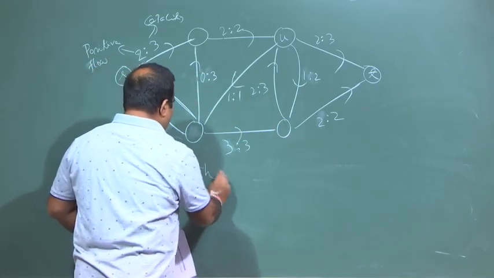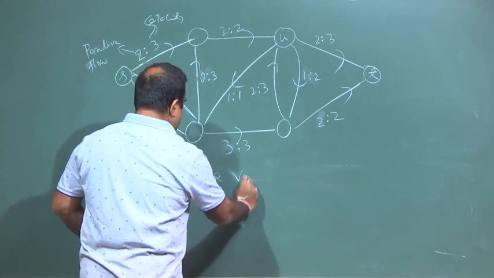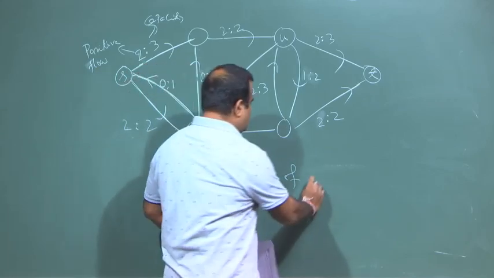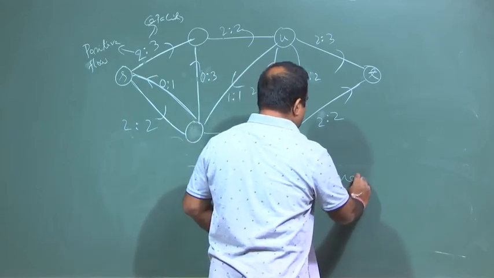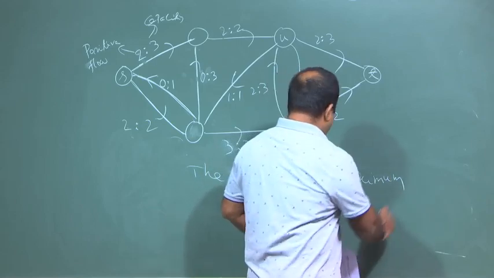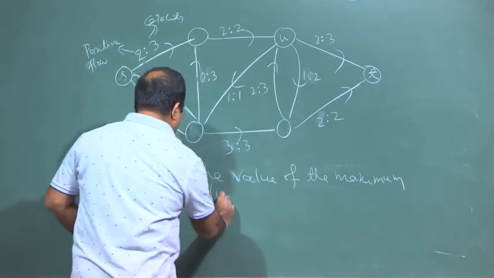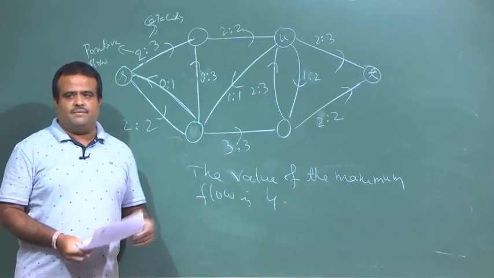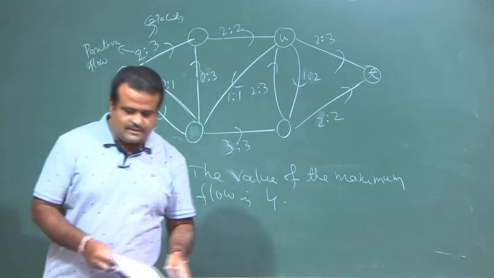So, the value of the maximum flow is 4. We cannot get 5. I suggest you verify that. Okay.